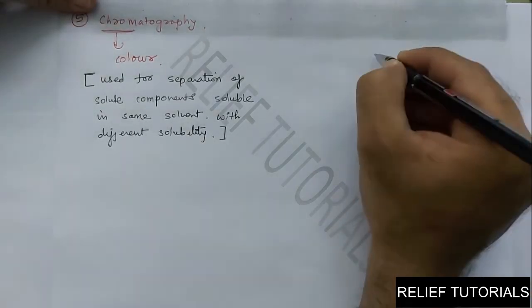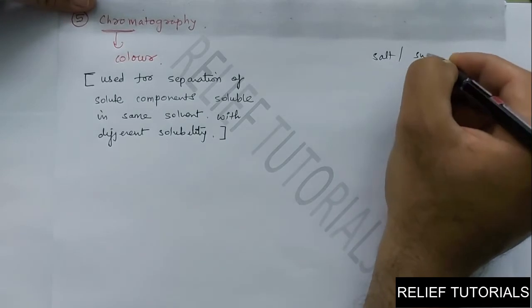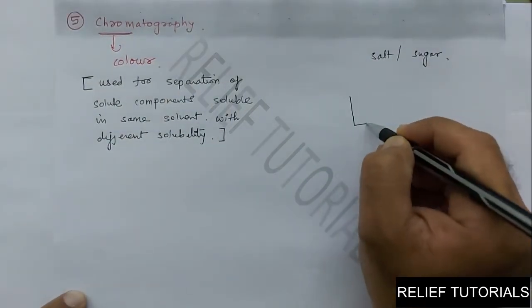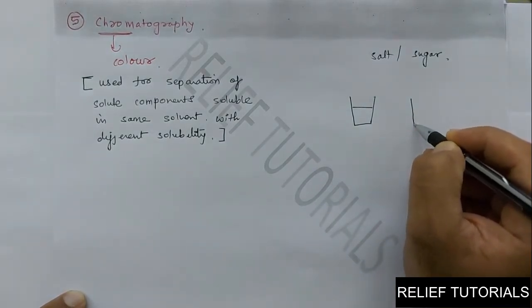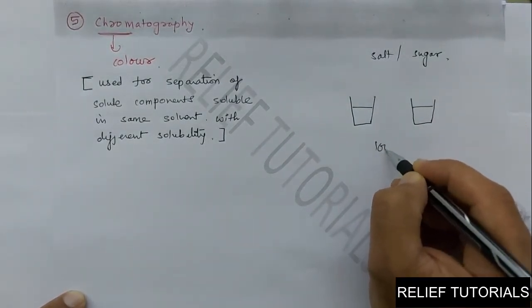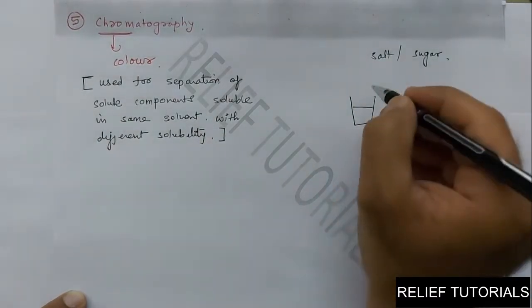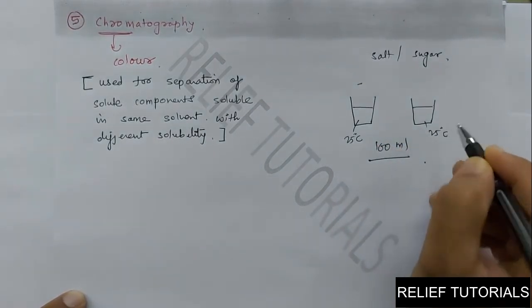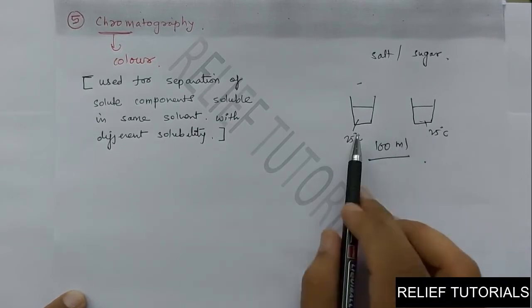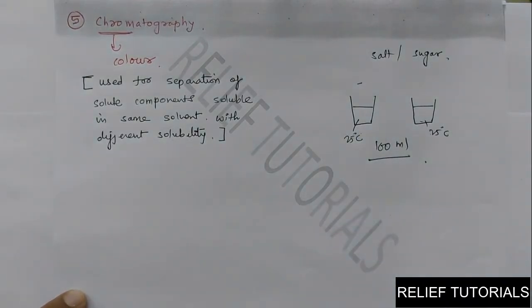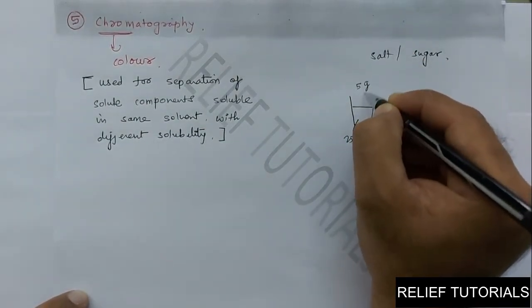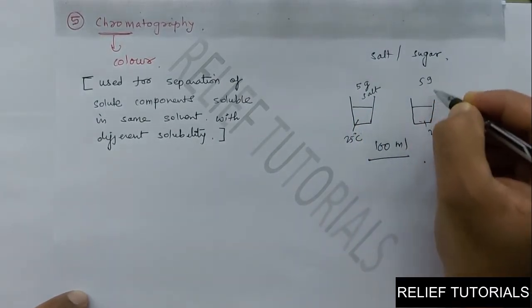For example, if you think about salt and sugar, we know that salt and sugar both are soluble in water. Now if you take 100 ml of water in two different glasses, both contain 100 ml of water, having the same temperature, let us say 25 degrees Celsius. So this is the solvent having the same physical characteristics. Temperature is the same, the amount of solvent is also the same. Now you dissolve 5 gram of salt in this and 5 gram of sugar in this.